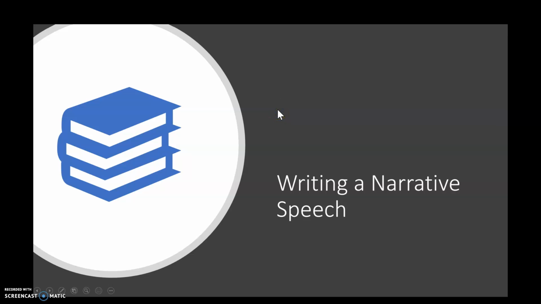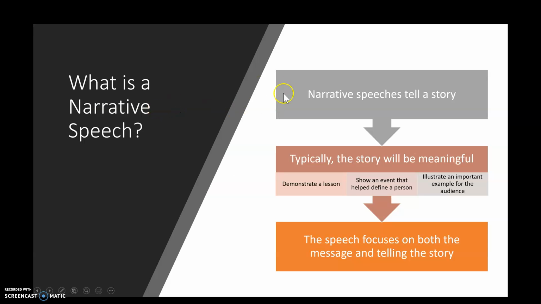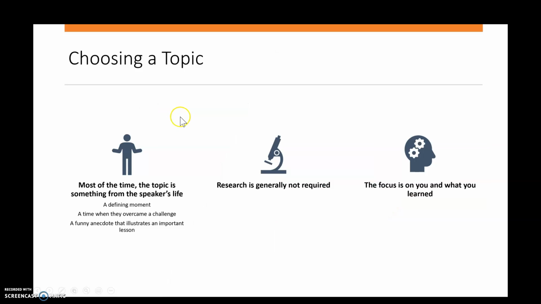So what do we do when we write a narrative speech? Well, narrative speeches tell a story, and typically the story will be a meaningful story. It'll demonstrate a lesson or show an event that helped define you as a person, maybe illustrate an important example for the audience. The speech should focus both on the message and telling the story. Typically the message is highlighted in the introduction and the conclusion, and the body is where you tell most of the story and relate it to that message.